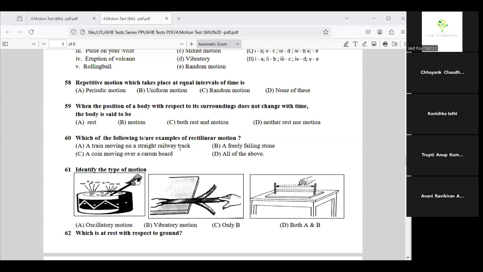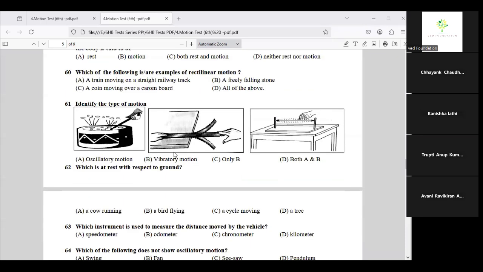This is an example of rectilinear motion. A freely falling stone, rectilinear motion. A coin moving over a carom board, rectilinear motion. All of the above. All are examples of rectilinear motion. So correct answer is option D, all of the above.